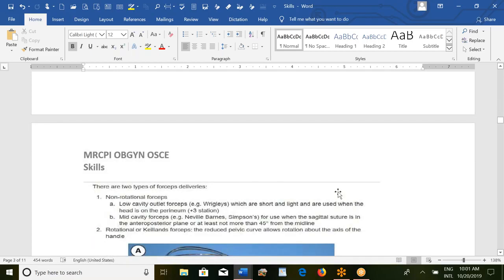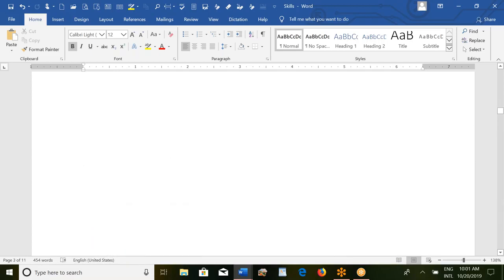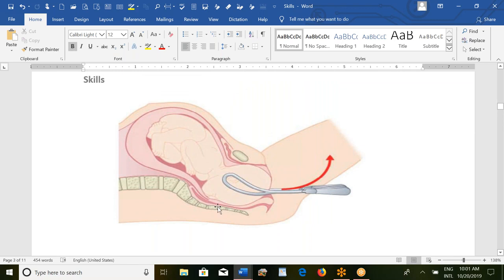So actually when we were talking about the indication, the head should be at plus two station or more. And if it is at plus two or more, then you should do this delivery in the delivery suite. If it is between plus one and plus two, you will go to OR. Or if it needs a traction more than 45, go to the theater. And if the head is between zero and plus one, then you should abandon this idea and go for a cesarean section.